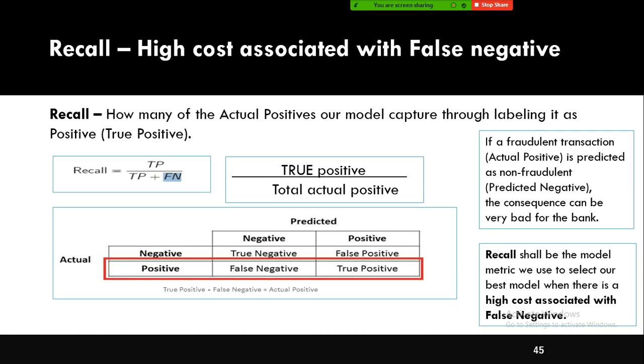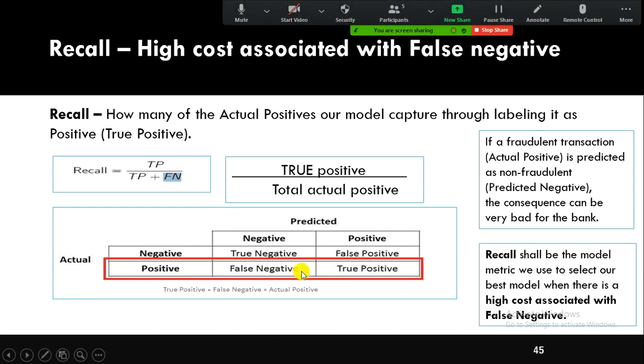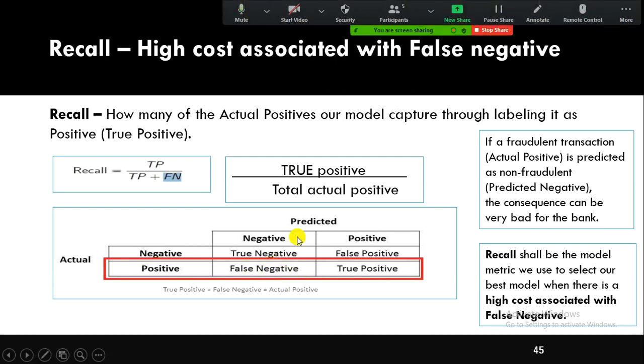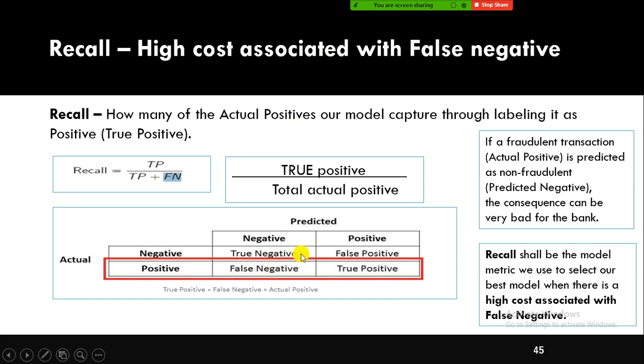So in this case, even if my model wrongly classifies a fraudulent transaction as a non-fraudulent transaction, it will have a serious impact. Actually it is a fraudulent transaction, but my model wrongly predicted it is a non-fraudulent transaction. You are gone. So in this case, the false negative cost is very high. Now consider the false positive. Let's say my model wrongly predicted a certain transaction as fraudulent, but actually it is not a fraudulent transaction.